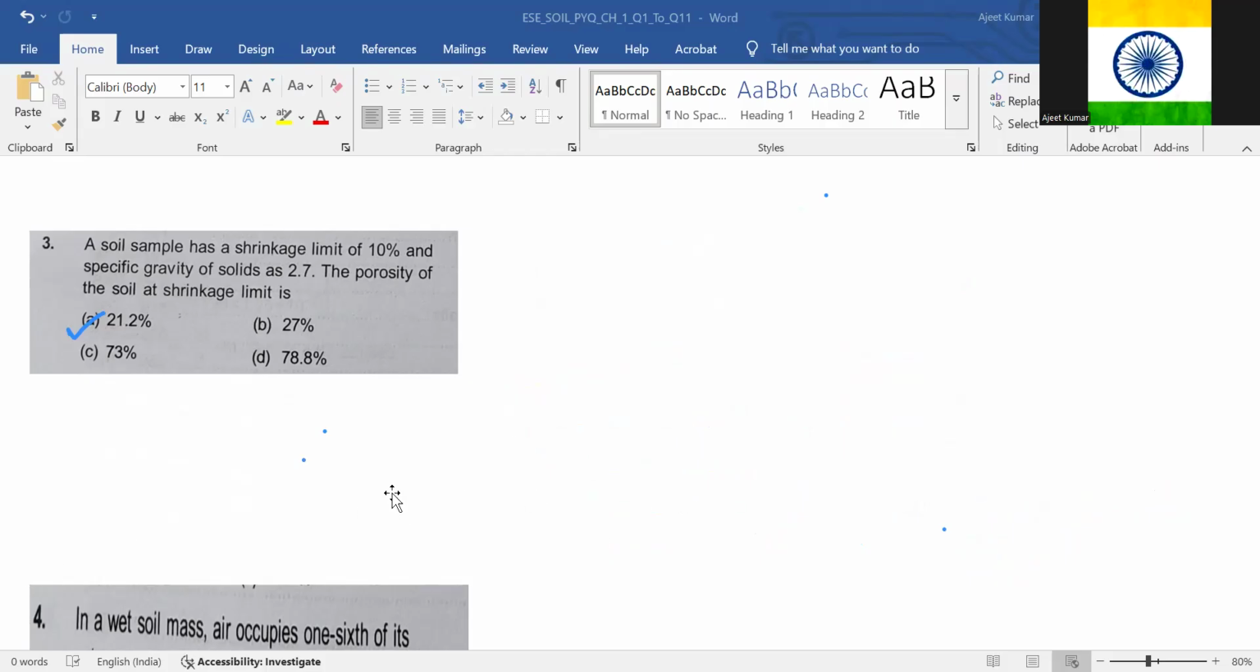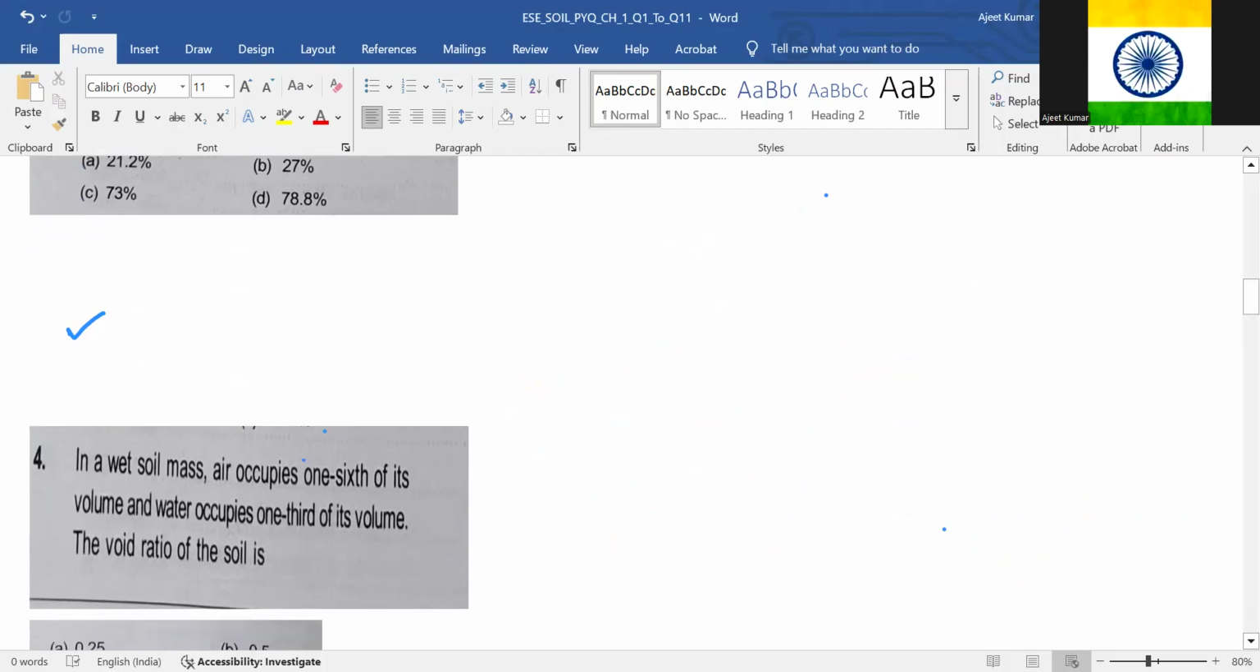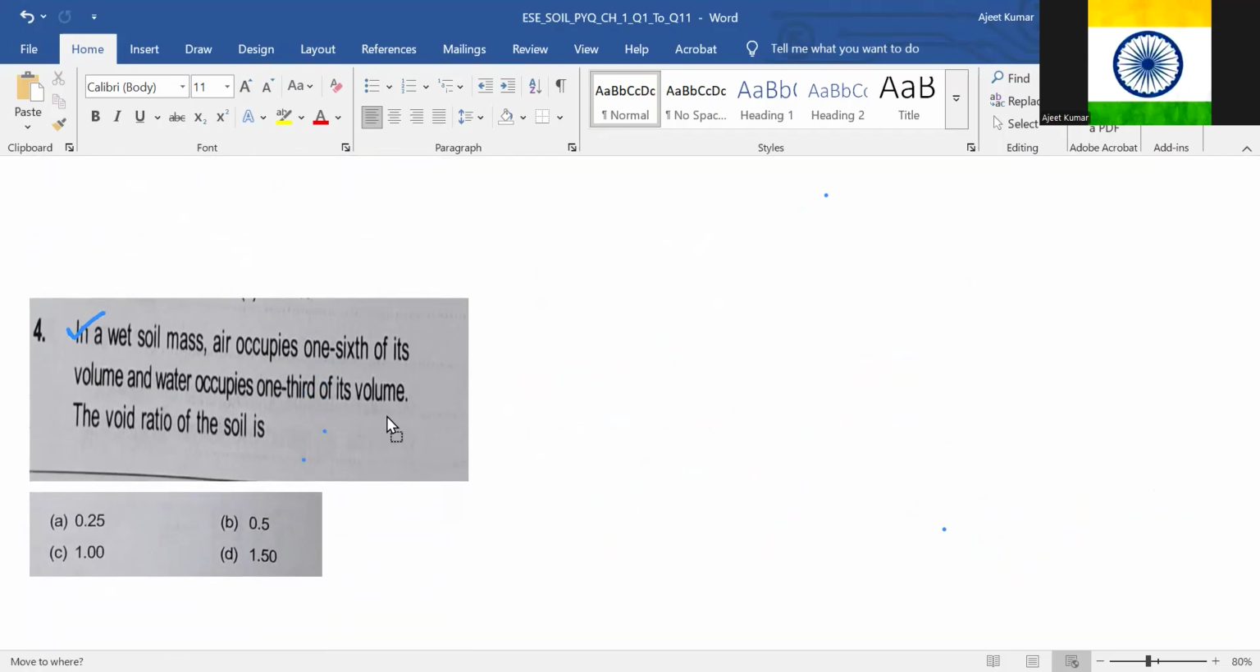So question number 4. In this question, what it is saying: in a wet soil mass, air occupies 1/6 of its volume and water occupies 1/3 of its volume, find the void ratio. So assume total volume is equal to V.